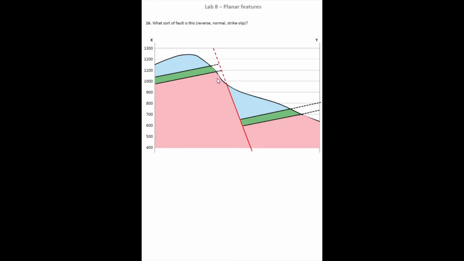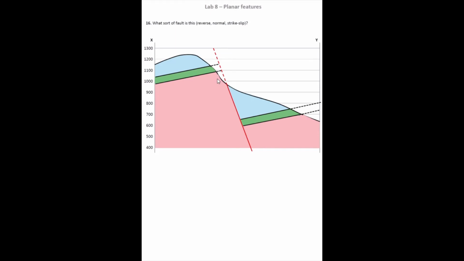Okay, this next question asks us to figure out what sort of fault this is. Is it reverse? Is it normal? Is it strike slip? Well, we can rule out strike slip straight away. Well, for two reasons. One is that there's obviously dip slip has happened, and you only get strike slip, you don't get dip slip, hence the name. The other one, which is probably less strong but is nonetheless correct, is that this fault plane is dipping, and strike slip faults tend to be vertical. So we're left with deciding whether or not this is a reverse or a normal fault.